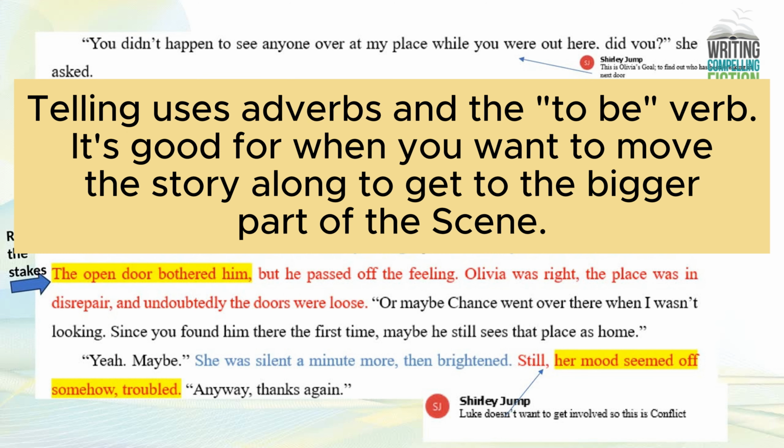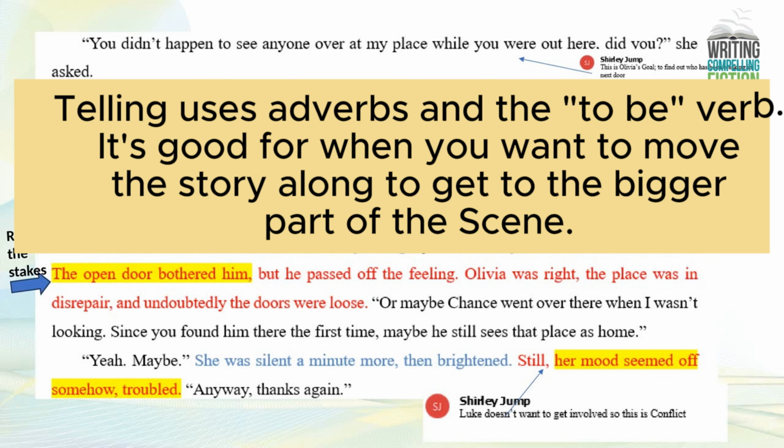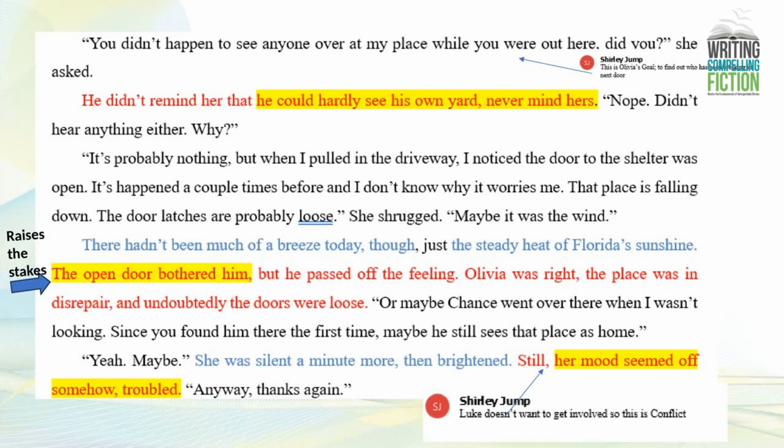"Olivia was right. The place was in disrepair, and undoubtedly the doors were loose." That's all telling because I'm using adverbs and the to-be verb. But it's fine because you're mixing it in. See the blue with the showing and then the red with the telling. It's all working in together, so you're not just dragging on with telling for the reader.